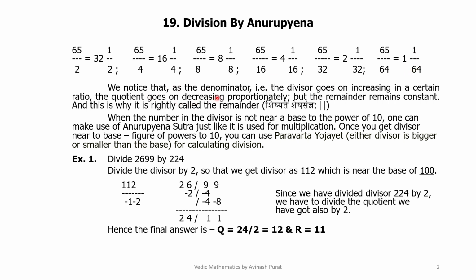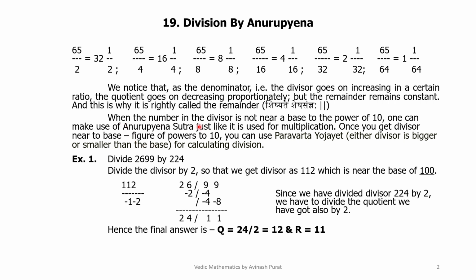We notice that as the denominator, that is the divisor, goes on increasing in a certain ratio, the quotient goes on decreasing proportionately, but the remainder remains constant. And this is why it is rightly called the remainder Shishyate Shishyasanya.